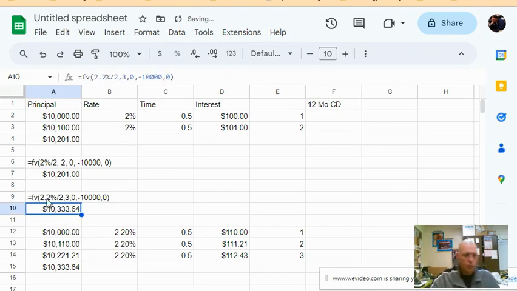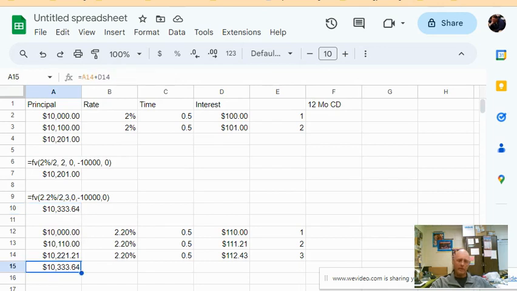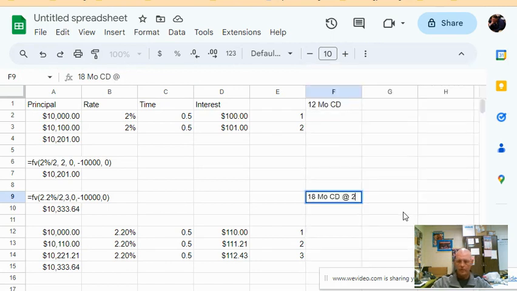All right. 2.2% divided by 2, comma, do the math 3 total times, comma, nothing on the payments, comma, 10,000 bucks, comma, 0, 10,333 and 64 cents, right? Same math. Now, again, if I want to label, I'm going to go 18-month CD at 2.2%.